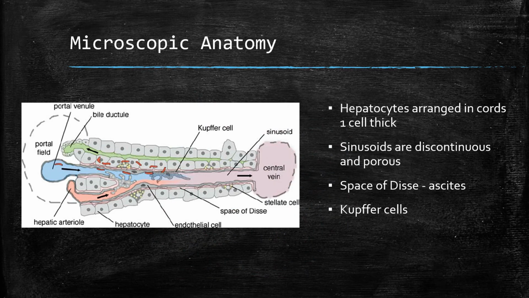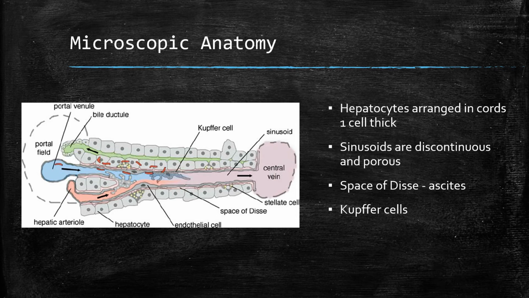The hepatocytes are arranged in cords that are 1 cell thick. And so blood and the nutrients in the blood flow through the hepatic sinusoids. There are large gaps in these sinusoids, and so these molecules can move across the space of Disse, which separates the sinusoid from the hepatocyte. The hepatocyte can then process these molecules as necessary.